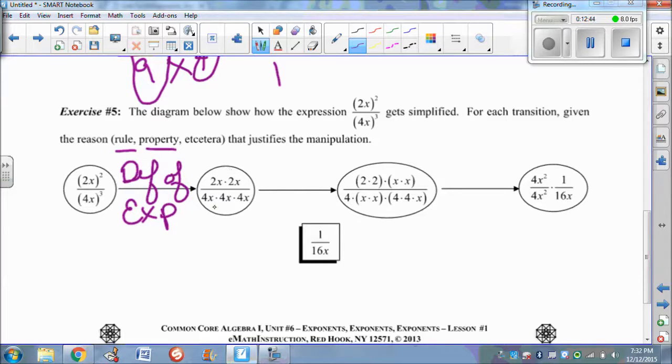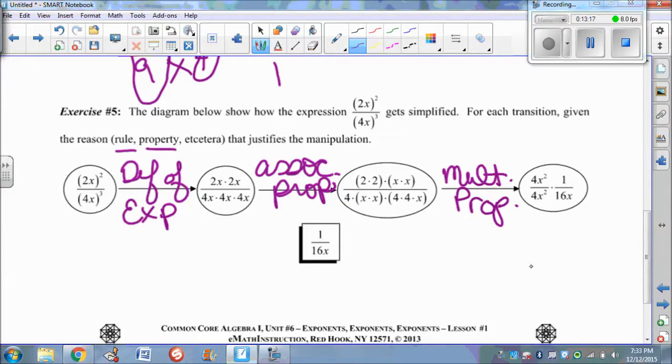Then how does it go from this to this? So we've got some rewriting going on, and some changing of some groups. So when we change the groups, that's the associative property. And then when we go from here to here, this is just multiplication of fractions. We're just multiplying, the multiplicative property. And then we've got our final answer.